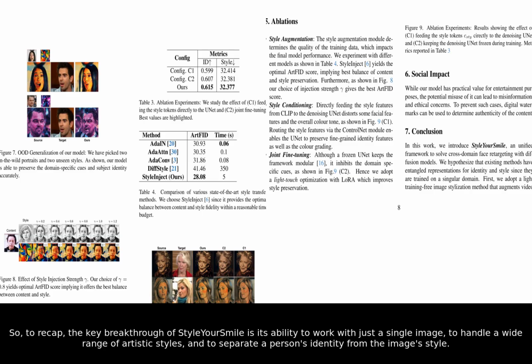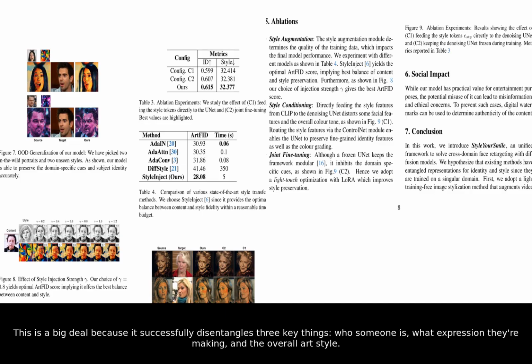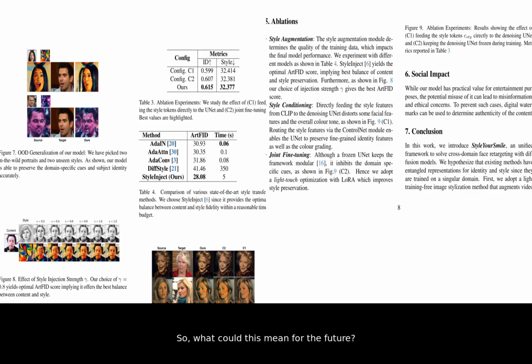So, to recap, the key breakthrough of StyleYourSmile is its ability to work with just a single image, to handle a wide range of artistic styles, and to separate a person's identity from the image's style. This is a big deal because it successfully disentangles three key things: who someone is, what expression they're making, and the overall art style. So, what could this mean for the future?